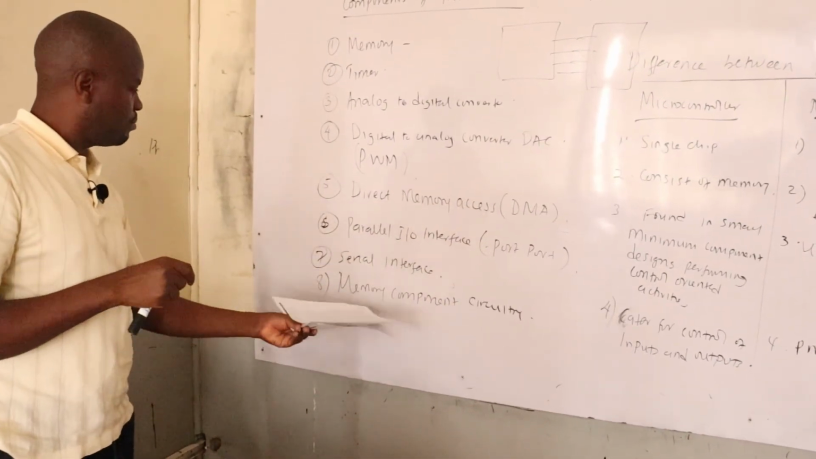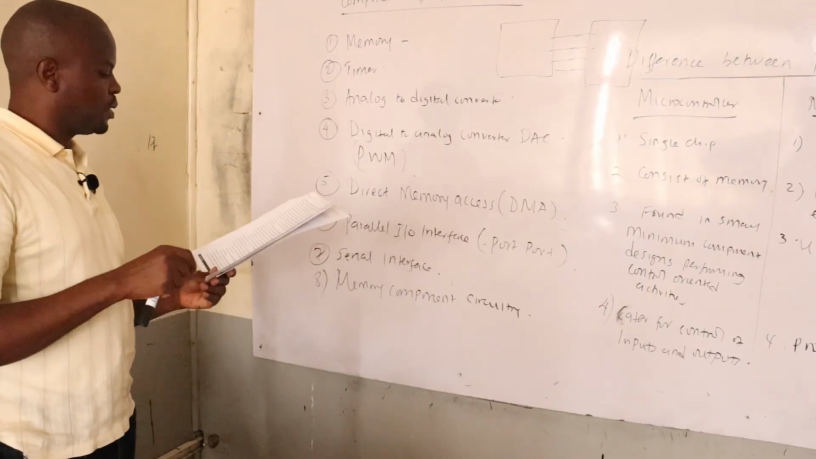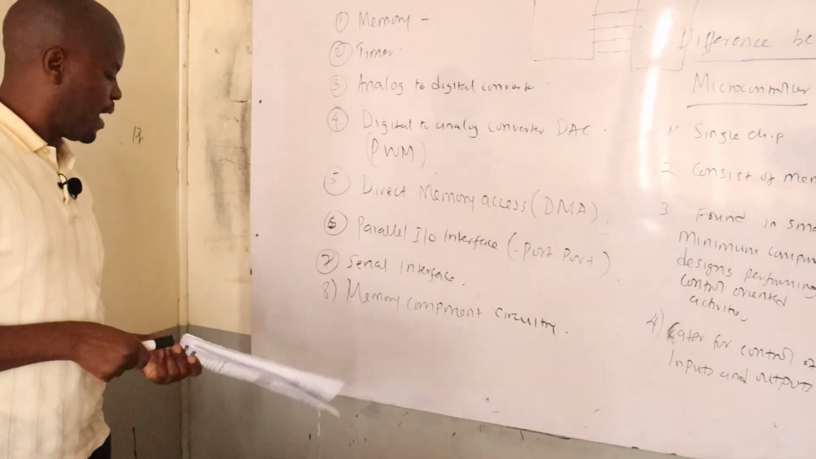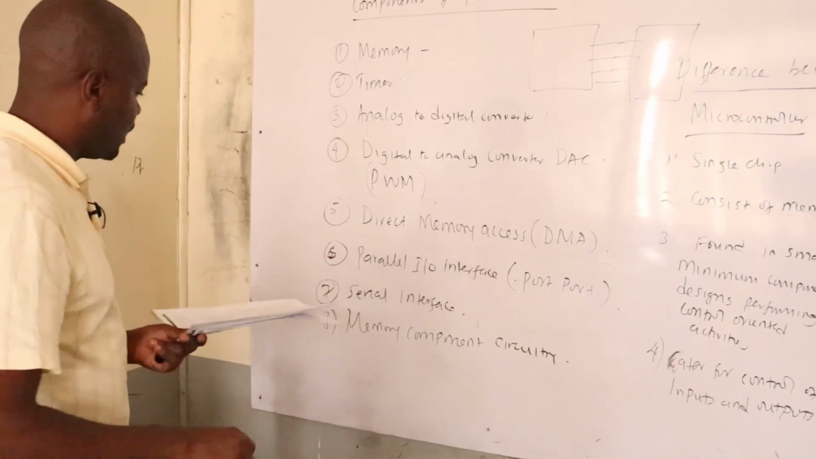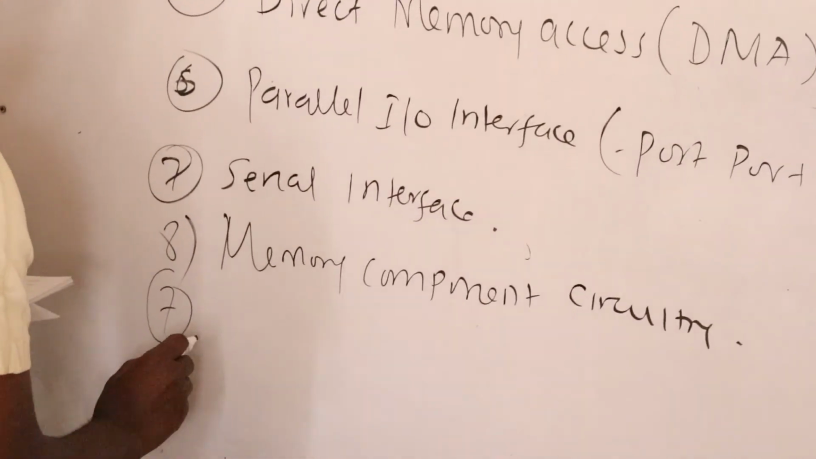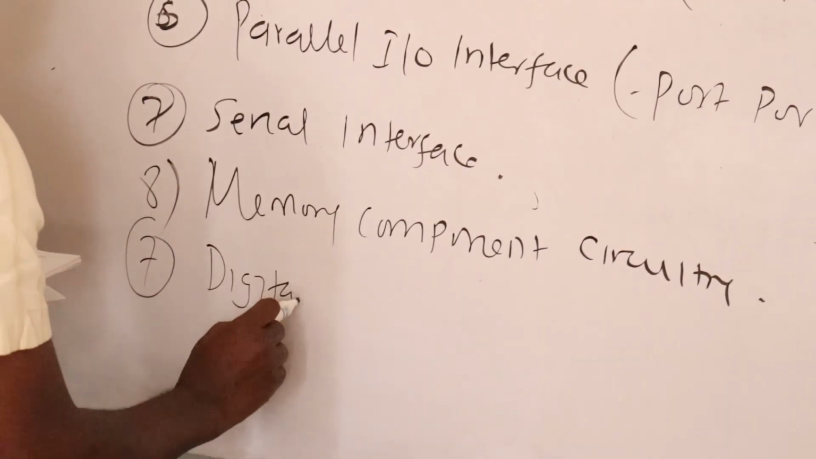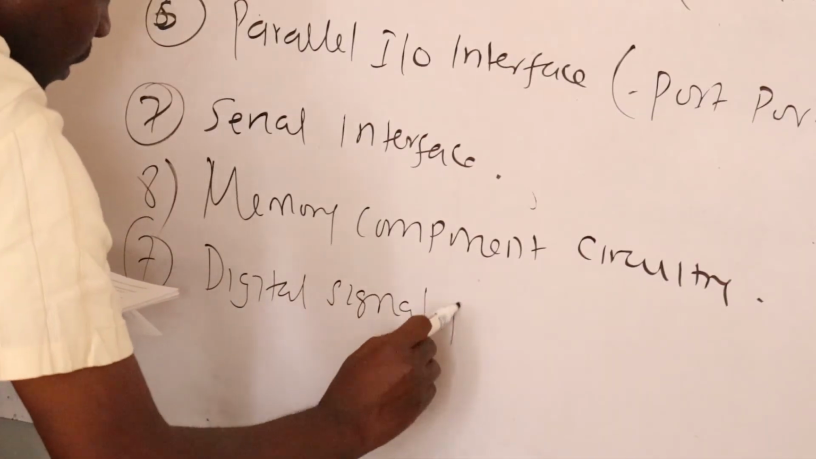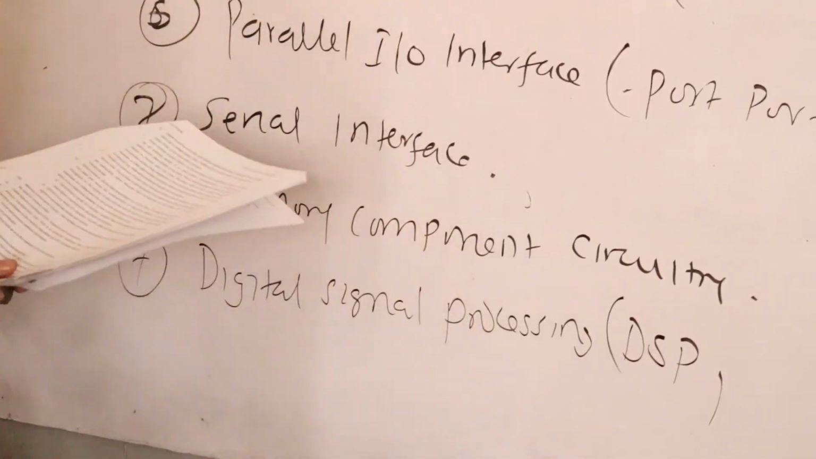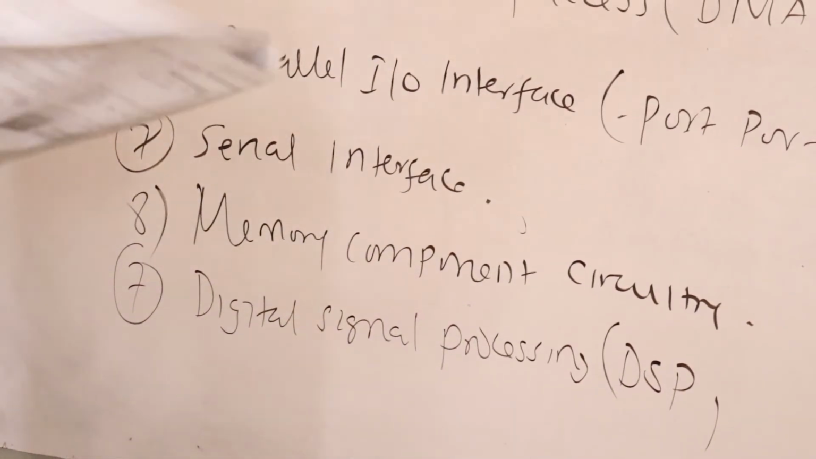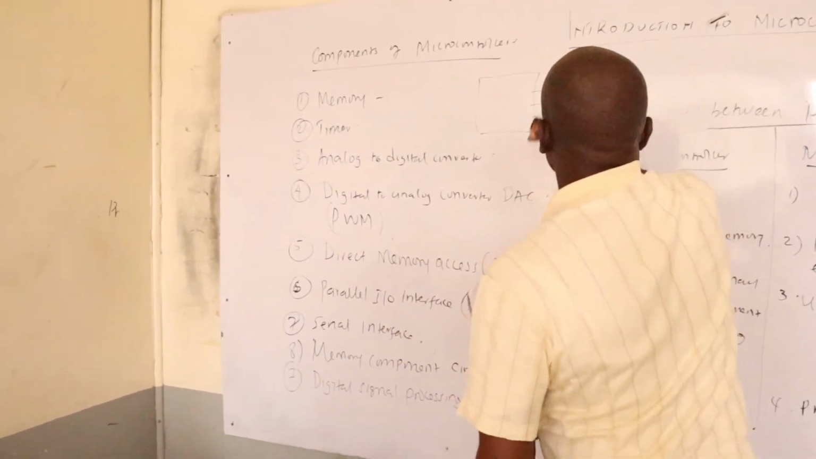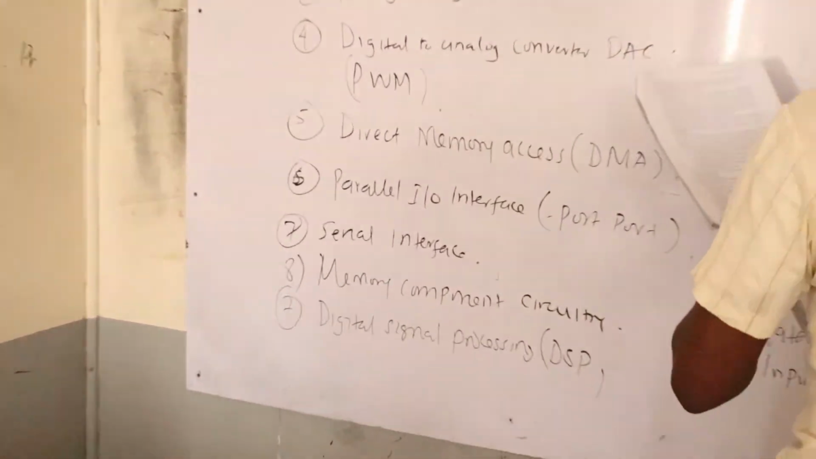This particular component is supposed to generate appropriate control signals that are used by the memory chips. Then we also have the DSP, that is the digital signal processing. The main work of this one is always to support DSP computation, that is the digital signal processing computation. So that is what it is supposed to do.